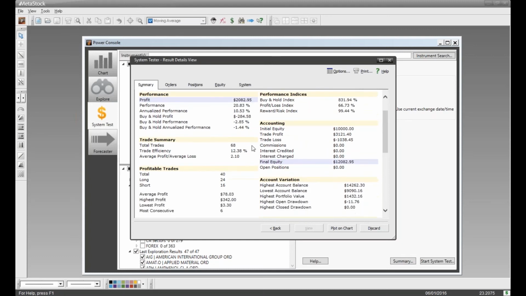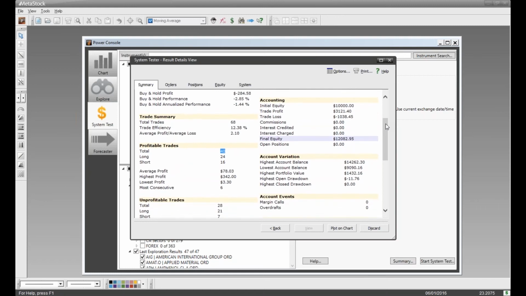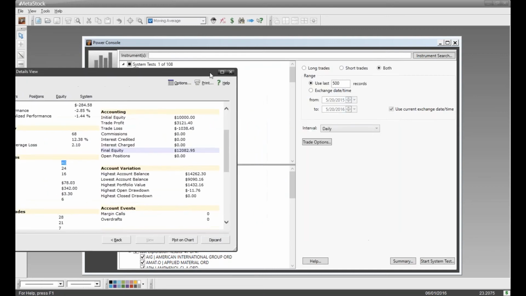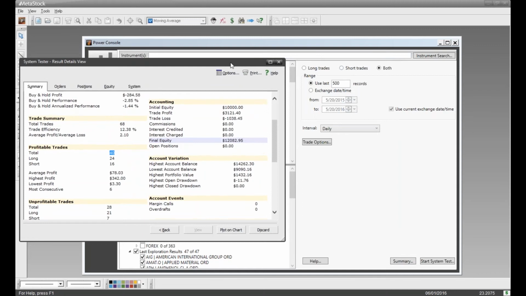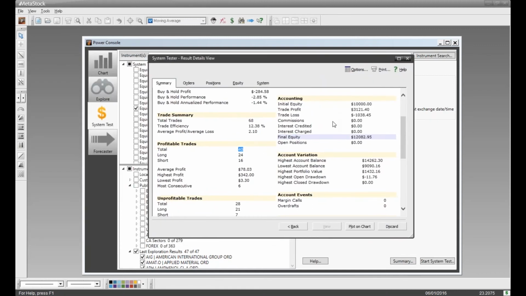So we're looking at our total trades. We had a 12% efficiency rating, not bad. Profitable trades, we had 40 of them. 24 of them were long, 16 of them were short. Now again, this is going to read a little bit different if I select long only or short only trades, which you can do at this main screen just to the right before you run the exploration.